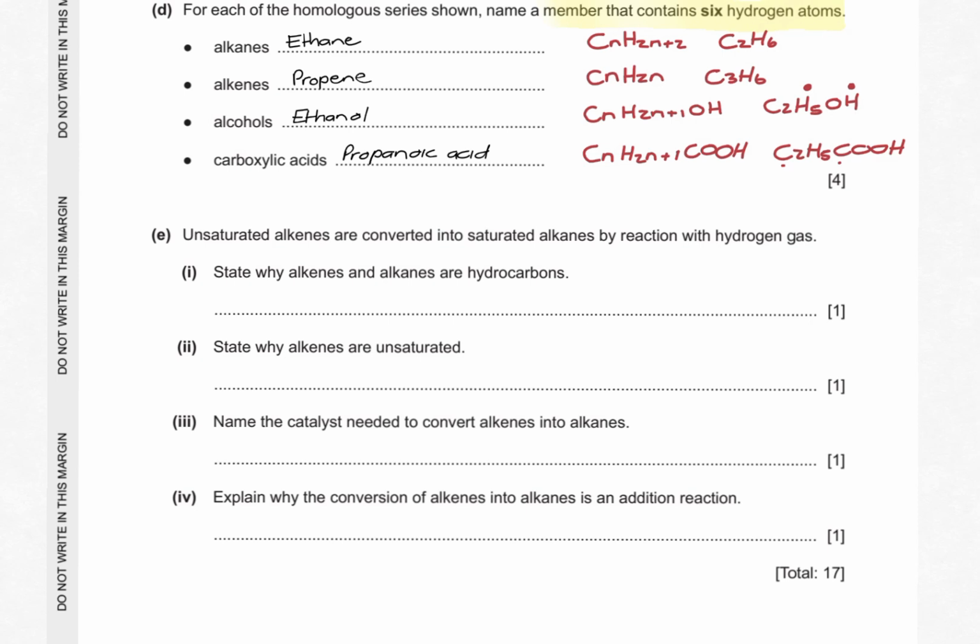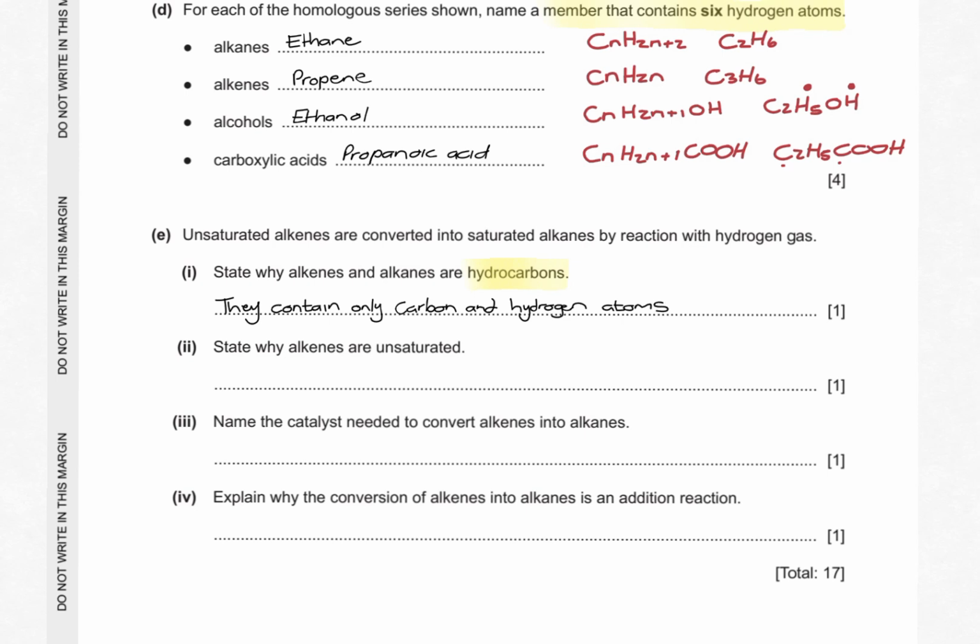Then question E says unsaturated alkenes are converted into saturated alkanes by a reaction with hydrogen gas. They ask us to state why alkenes and alkanes are hydrocarbons. Now remember, hydrocarbons are molecules that only contain carbon and hydrogen.